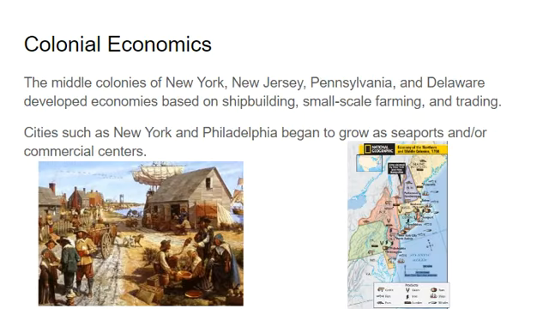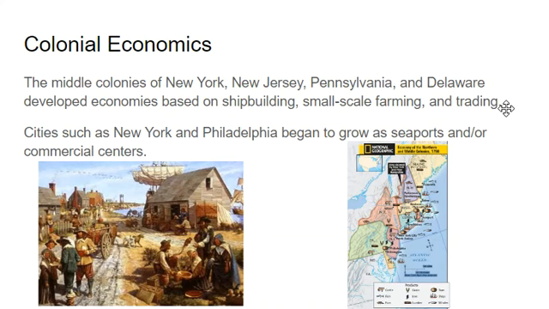Next, we'll be talking about the middle colonies of New York, New Jersey, Pennsylvania, and Delaware. They developed economies based on shipbuilding, small-scale farming, and trading. So it's similar to the New England colonies. Both of them did shipbuilding. They're both along the coast. They also did small-scale farming. So it's not like the South, which we talked about, that had the really large farms. They just had small-scale farming.